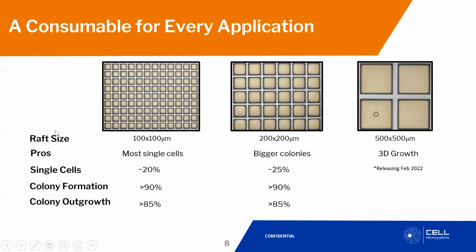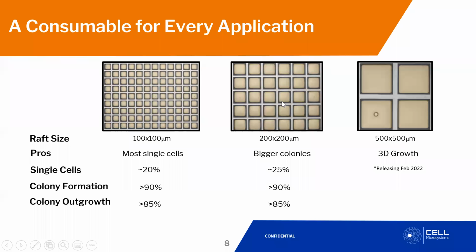We have them available in the raft size of 100 by 100 micron square, 200 by 200 micron square, and then 500 by 500 micron square, which we will be releasing next month. The pro for the 100 by 100 is this is sort of the most bang for your buck in terms of single cell screening. This has the most positions available and allows you to look at the most number of cells.